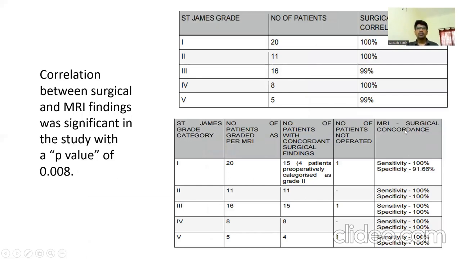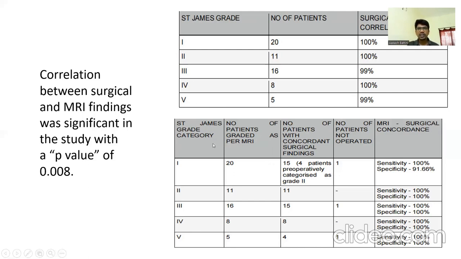St. James grade and number of patients, surgical correlation. In grade 1, approximately 20 fistulas, and surgical correlation is 100%. Grade 2 is seen in 11 patients. Surgical correlation is also 100% here. Grade 3 is seen in 6 patients, and surgical correlation is 99%. Grade 4 is seen in 8 patients, with 100% correlation. Grade 5 is seen in 5 patients, with 99% correlation.